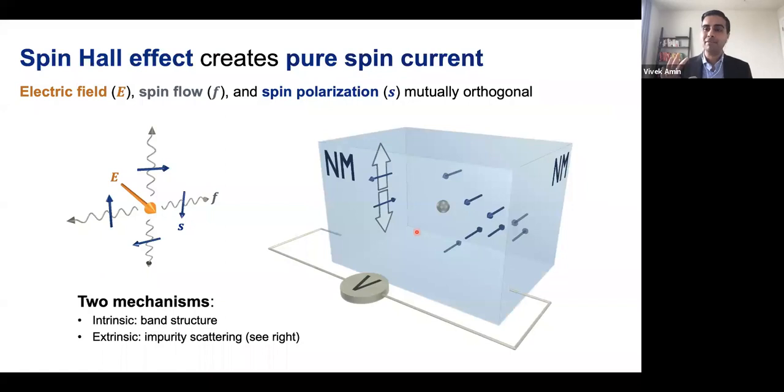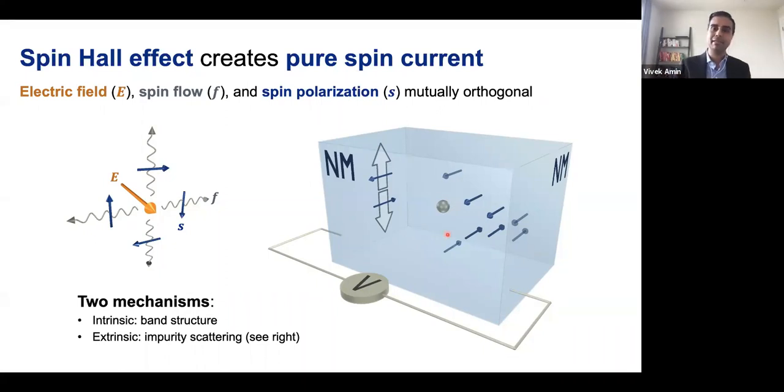Okay, so up till now, I've given a very general physical picture as to where the promise in spin orbit torque lies. And now I'll go over some of the specific mechanisms in the traditional picture of spin orbit torque. So the first one is related to the spin Hall effect, which is a way of generating a pure spin current in a non-magnetic material. So the main thing that you need to understand from a phenomenological perspective is that the electric field, the direction of spin flow, and the spin polarization are all mutually orthogonal.